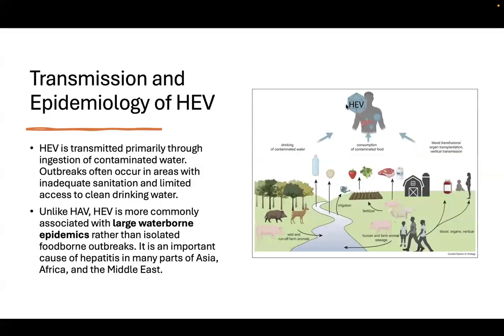Hepatitis E viruses you mostly see in waterborne epidemics, where the water is contaminated. This is where we get the majority of hepatitis E virus. You can also get it through food, but that's mostly hepatitis A. Hepatitis E is much more a waterborne disease.